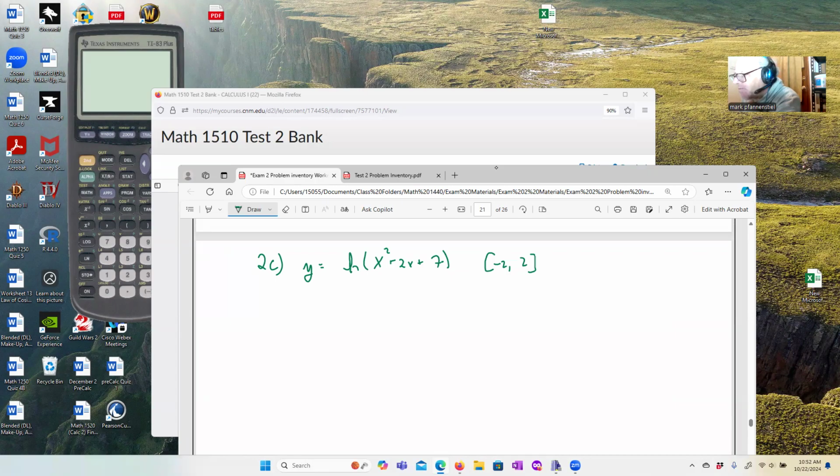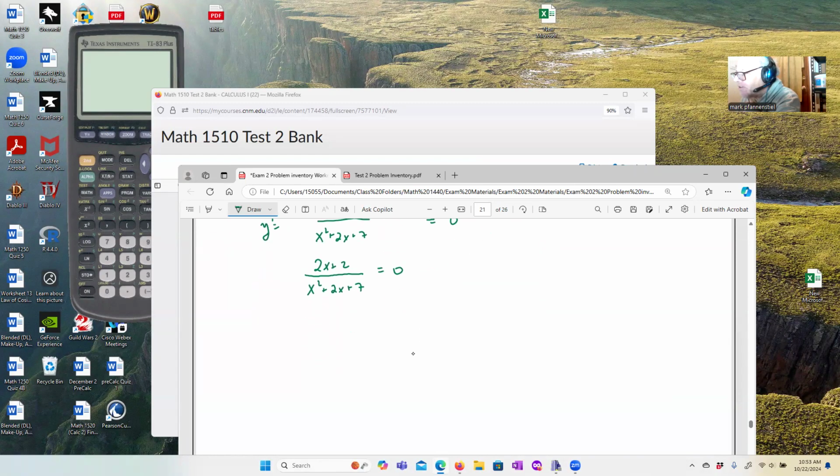So we're going to take our derivative. Y prime is equal to 1 over x squared plus 2x plus 7 times the chain, which is 2x plus 2. Set it equal to 0 and see what we end up with. We have 2x plus 2 divided by x squared plus 2x plus 7 equal to 0, and we solve for x. The easiest way is to multiply both sides by x squared plus 2x plus 7. We end up with 2x plus 2 equals 0, so 2x equals -2, and x equals -1.